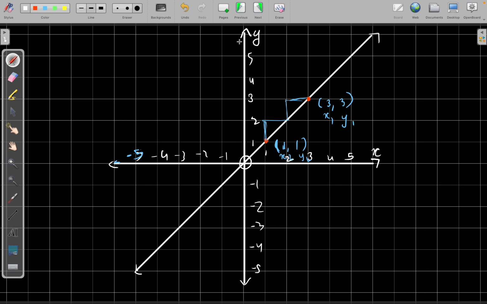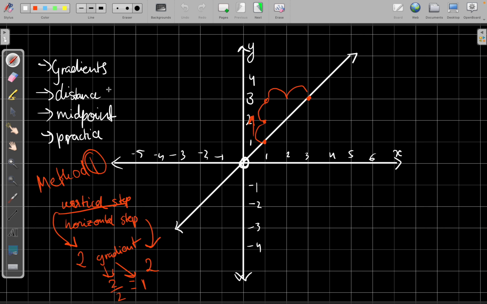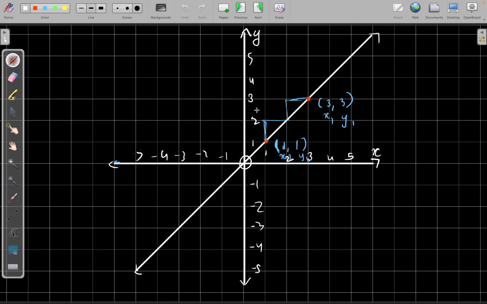So basically those are the two ways to find the gradient. Now we'll learn how to find the distance, as I stated here. We finished gradients and now we're doing the distance. The distance formula is d equals square root of (x2 minus x1) all squared, plus (y2 minus y1) all squared.